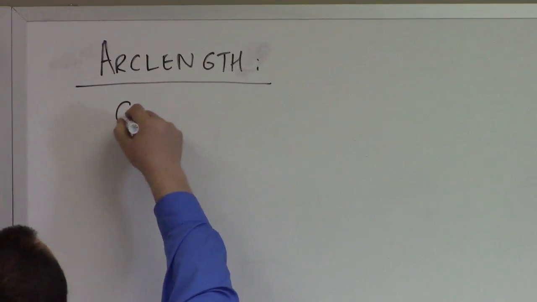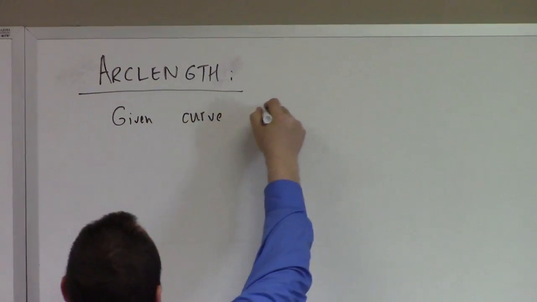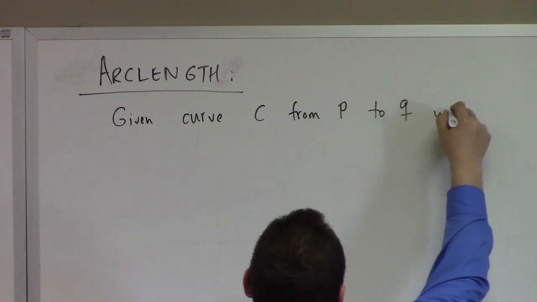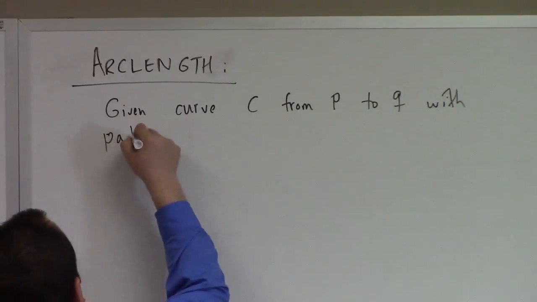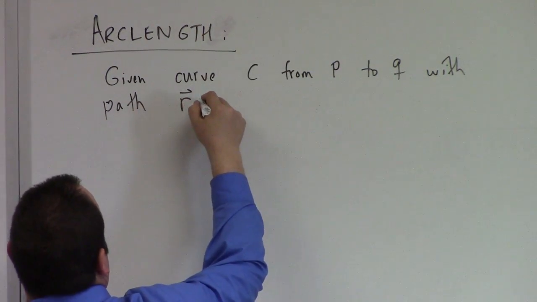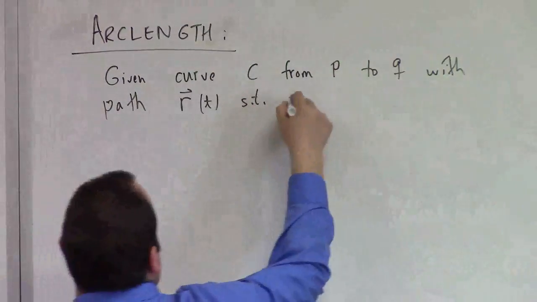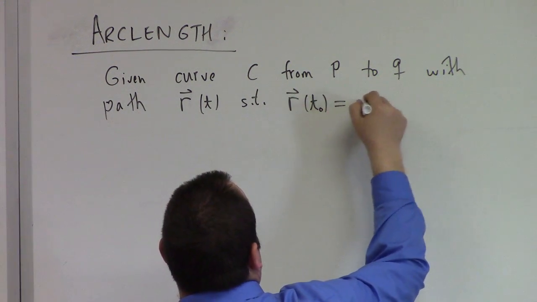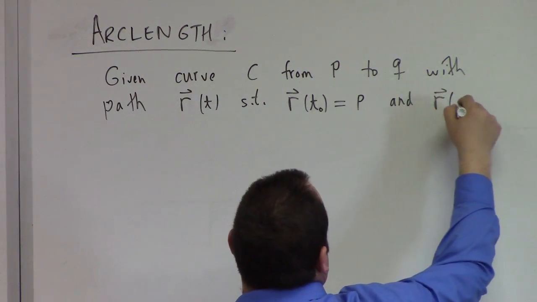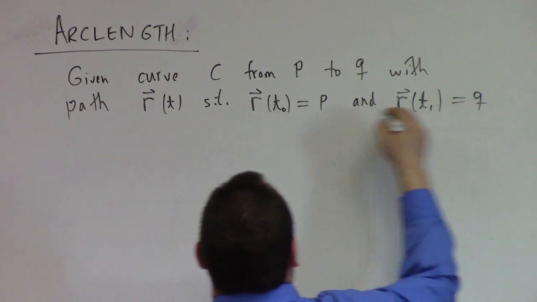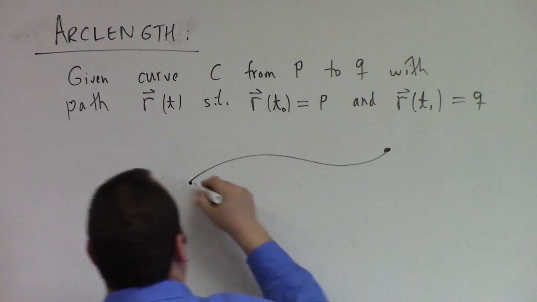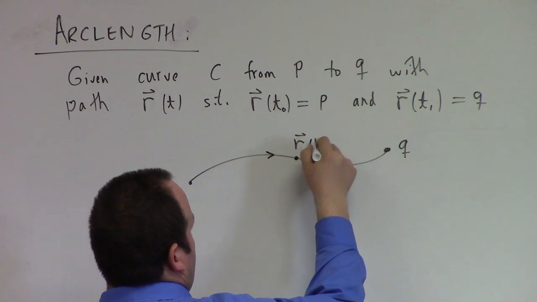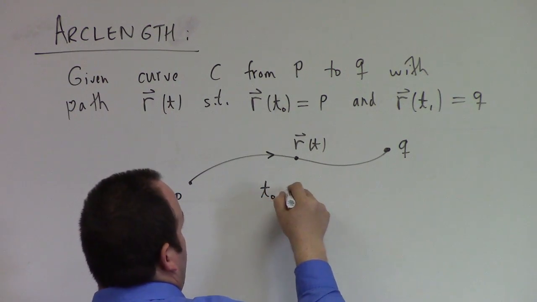So first of all, given a curve C from, say, point P to Q with path R of t such that R of t naught is equal to P and R of t1 is equal to Q. So here's the picture. It's something like this, whatever. Here's your point P, here's your point Q. A typical point somewhere in between is given by R of t for some t between t naught and t1, all right?